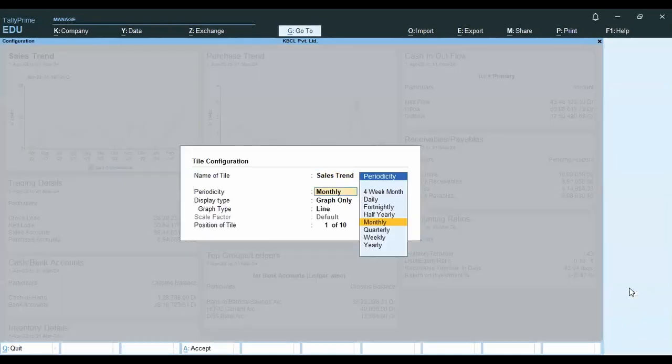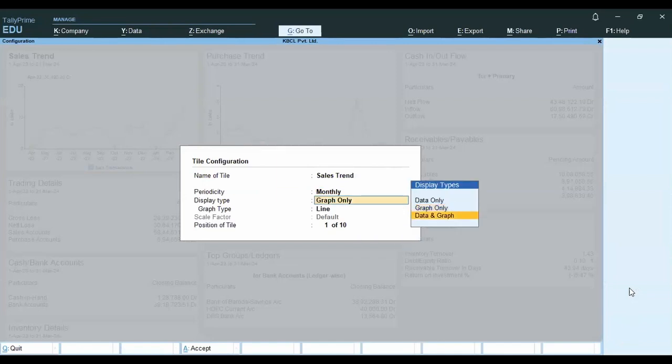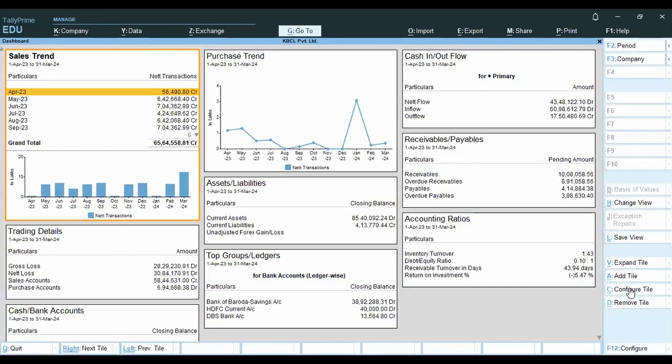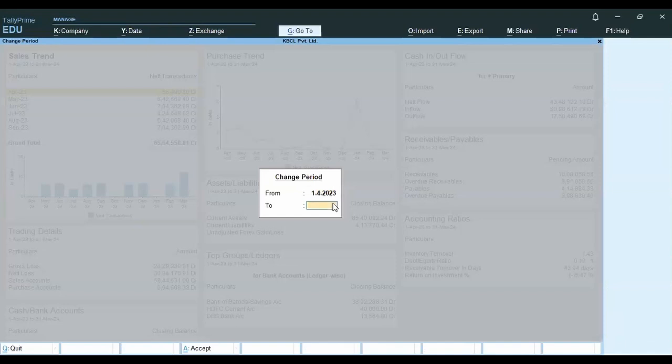See, even I can change the graph method. Data in graph, graph I want bar wise. So see, the first tile has been changed. Now it is showing me month wise data, and it is showing me below the entire bar graph. I can expand this tile. I can even change the period.